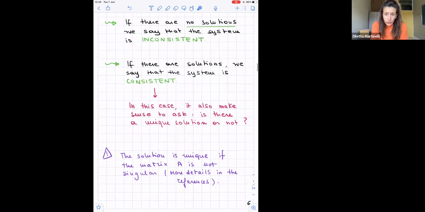Any questions so far? So this is the basis of linear algebra. That's what you have: understanding systems of linear equations, finding if there are solutions and how many we have, and working with the associated matrices, the coefficient matrix and the augmented matrix. Let me pause for a second in case there are some questions.